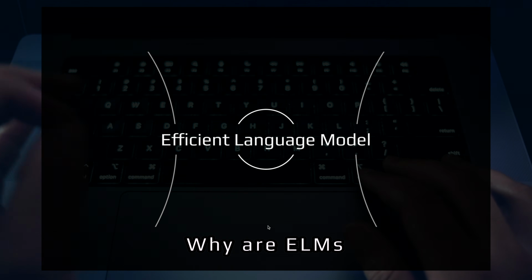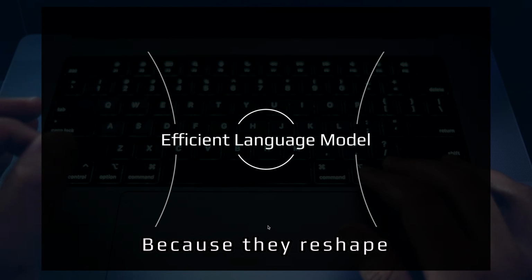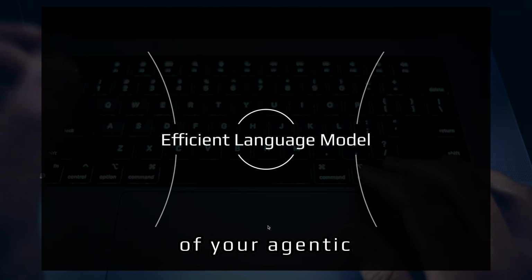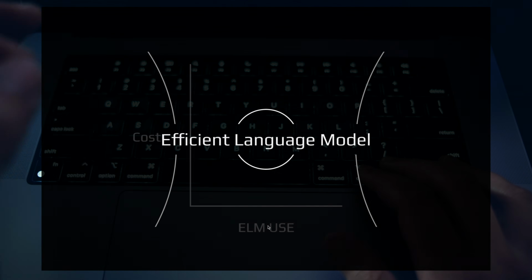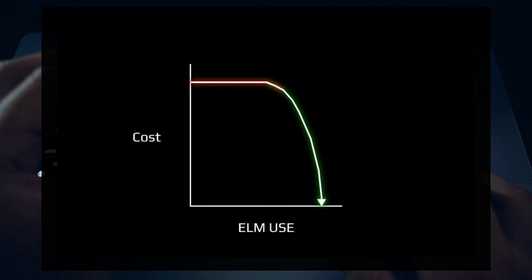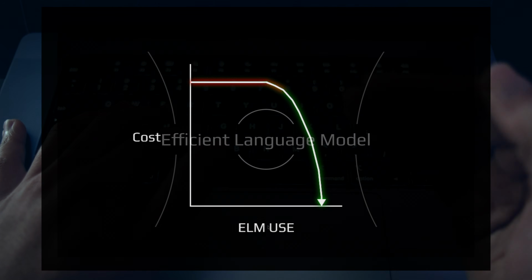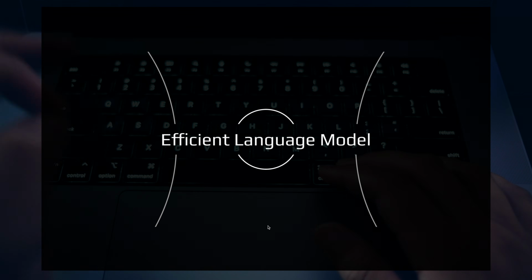Why are ELMs so important? Because they reshape the business model of your agentic tools and products. When you can run a prompt directly on your device, the cost of building goes to zero. The pace of innovation has been incredible, especially with the release of Llama3.